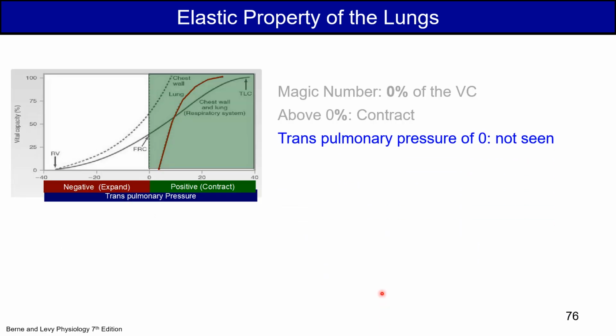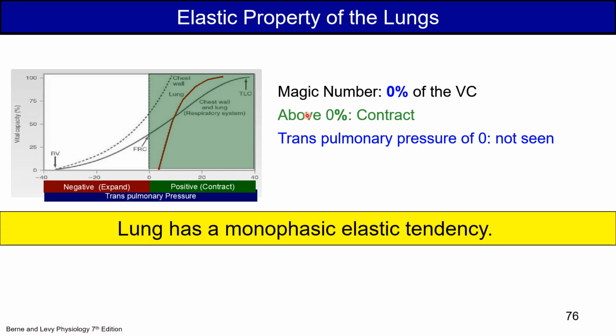Okay, so the transpulmonary pressure of 0 is not seen in the elastic line of the lungs, and therefore the magic number is 0% of the vital capacity. Above 0% of the vital capacity, the lungs have a natural tendency to contract. So the lung has a monophasic elastic property. As much as possible, it wants to contract.